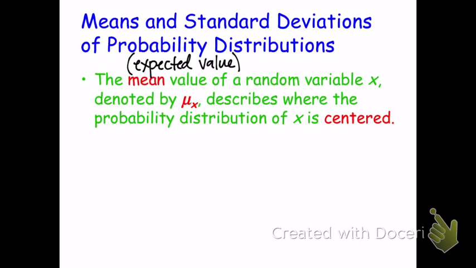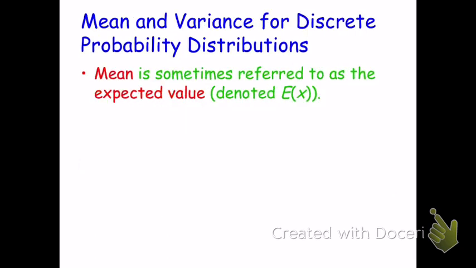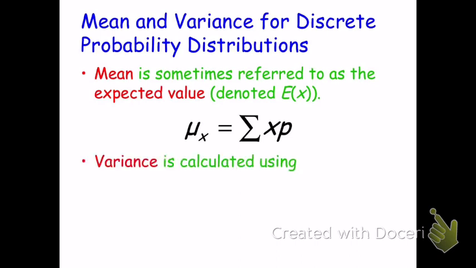So another word for mean in this chapter is expected value. And the standard deviation just describes the variability. So basically the typical distance from the mean. So the formula is the sum of all of your x values times the probability. So I'm going to show you 2 ways to find the mean. You could either do it in your calculator like using 2 lists, or you could do it just by taking your x value times your probability and just adding those all together.